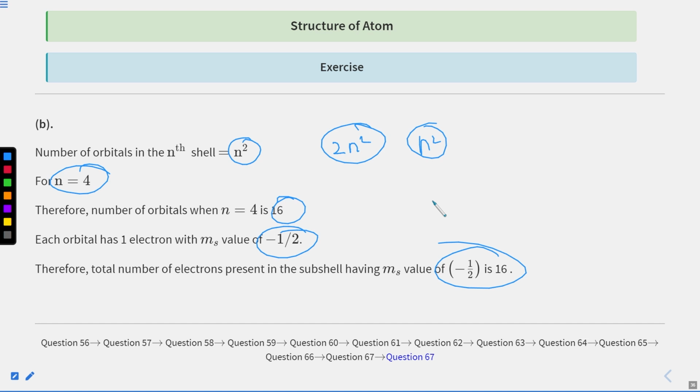Clear? So this was for today's lecture. Hence we have completed all the exercises of structure of atom.